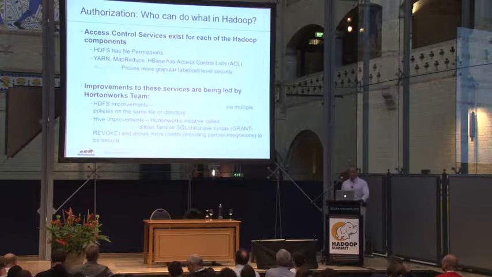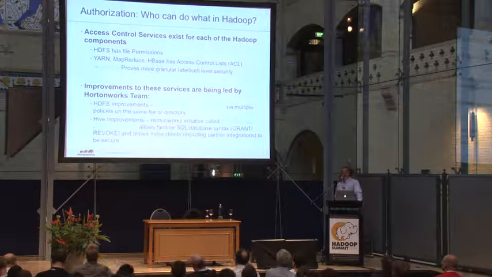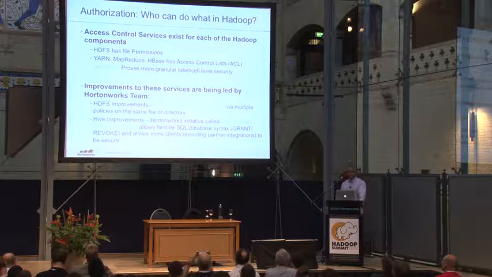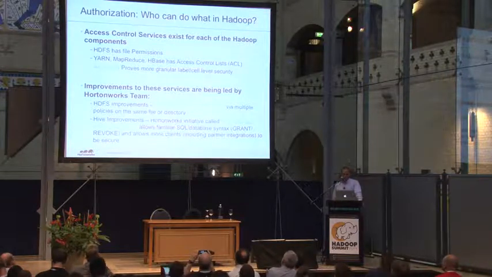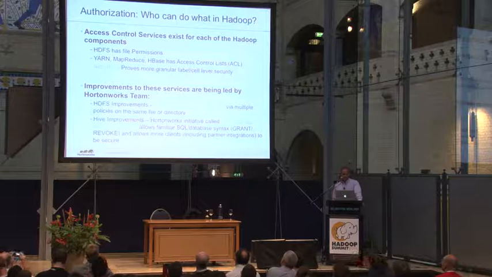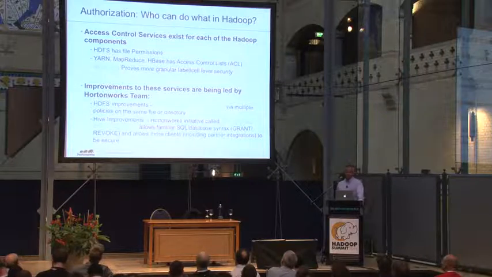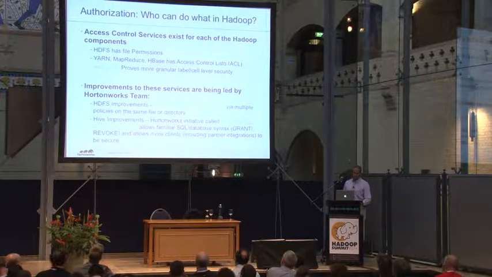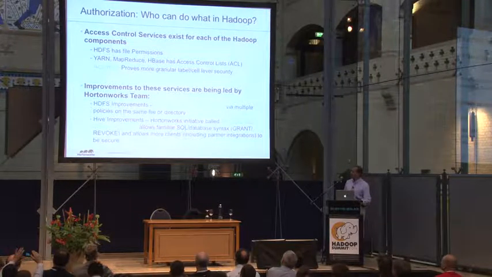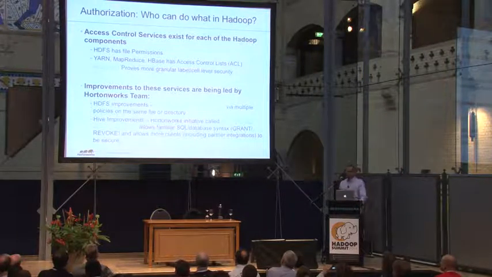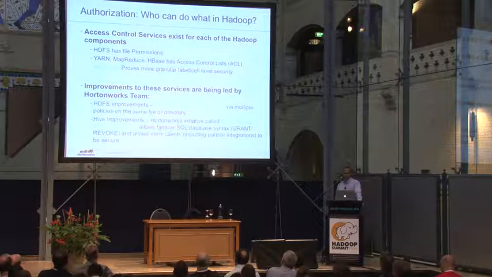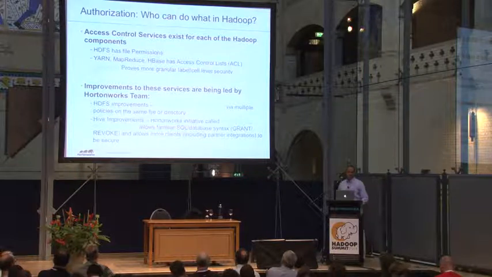So for access control, as I mentioned, each component has its own authorization model. So HDFS has file permissions, and YARN, MapReduce, and HBase have access control lists. And some of these improvements in the next version of these components are being led by the Hortonworks team. So for example, the HDFS extended ACL was implemented by Chris Nauroth, who's here. You can go talk to him about more details about what this improvement is.